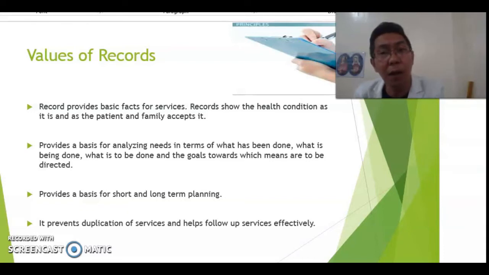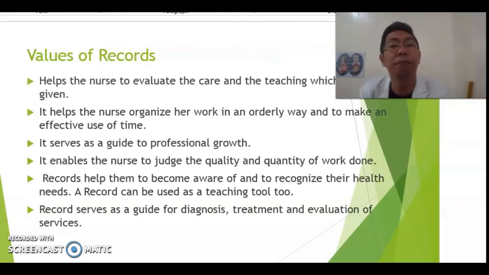Also, records prevent duplication of services and help follow up services effectively, because what has been done before by the nurse, by your co-workers, should not be repeated, so you are not duplicating the services that you are giving.